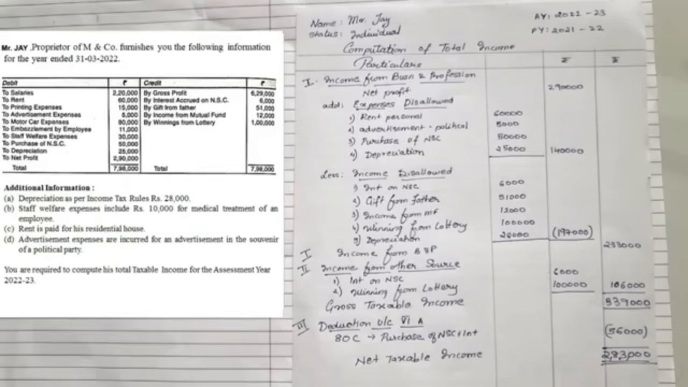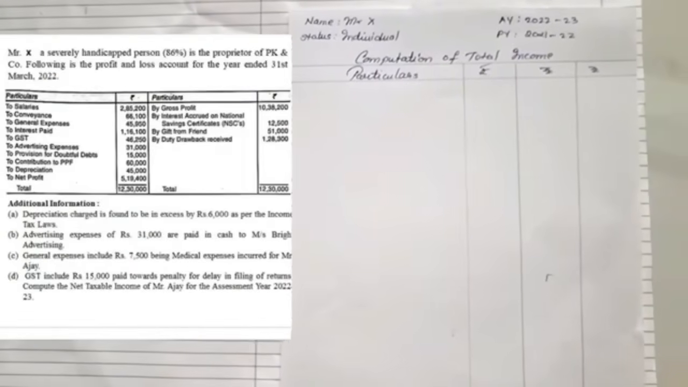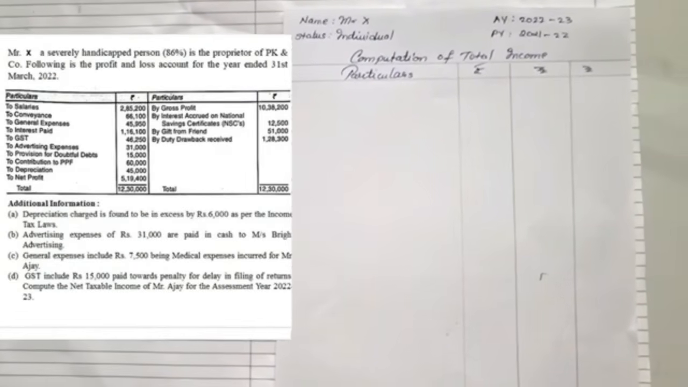So this is how you had to solve the sum based on total income, where you had business and profession, other source and deduction. I hope everyone has understood this. Okay, now we are going to take up a second sum which will again have a similar business and profession, other source and deduction question. Okay, now let us see how to solve this particular sum.